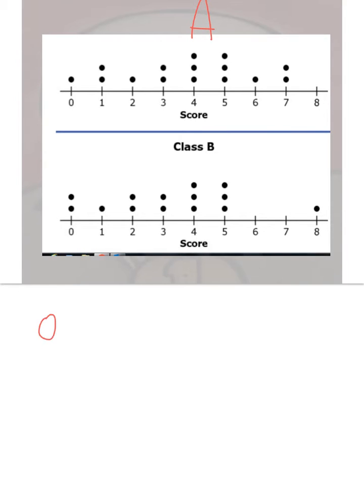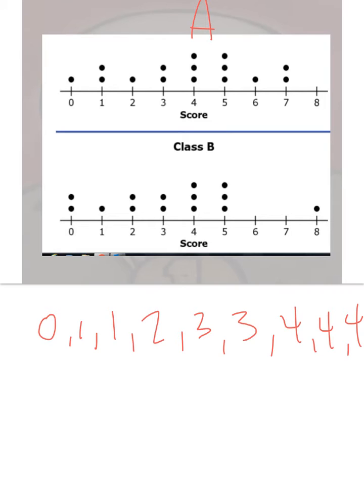There's a 0, there's 2 1s, there's a 2, there's 2 3s, there's 3 4s, there's 3 5s, a 6, oh, I ran out of space on my screen, and 2 7s. So this is information we would need to find either mean, median, mode.